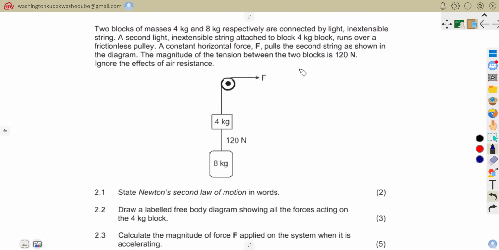So now let's start with the 8 kg block. So we are going to look at the forces acting on the 8 kg block.